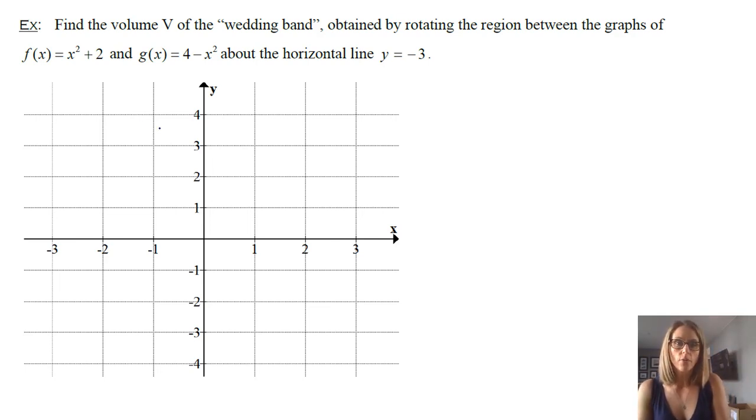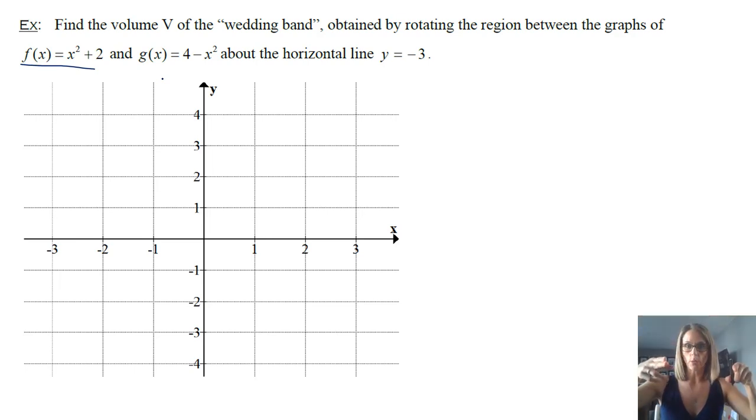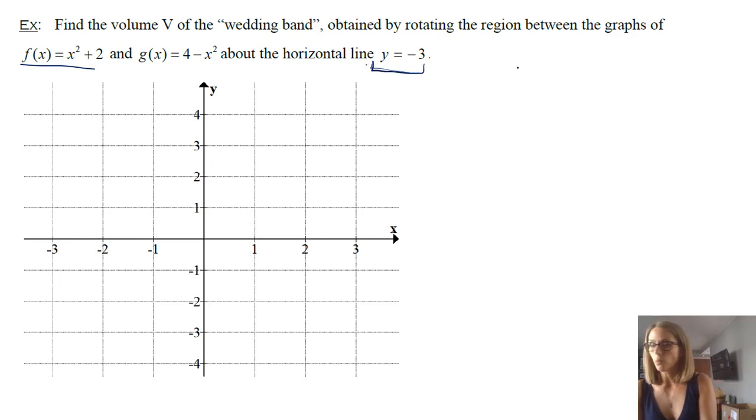So it's found by taking the function f of x, which is an up like a cup parabola, and g of x, which is a down like a frown parabola, and it's actually going to get rotated around a horizontal line. So it's not going to get rotated around the x-axis. We'll be rotating it around the line y equals -3. So first thing I'll do is I'm going to graph this.